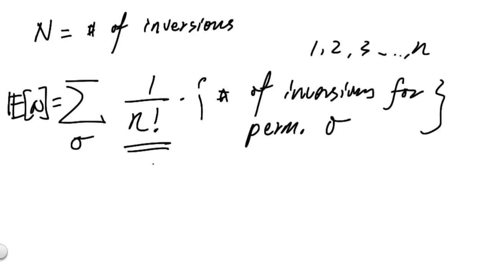Now the issue, of course, is that this is a huge summation. We have to sum over n factorial many terms, and for each term, we have to count exactly how many inversions there are in this permutation. So we wonder if there's an easier way to go about it without going through the counting procedure.